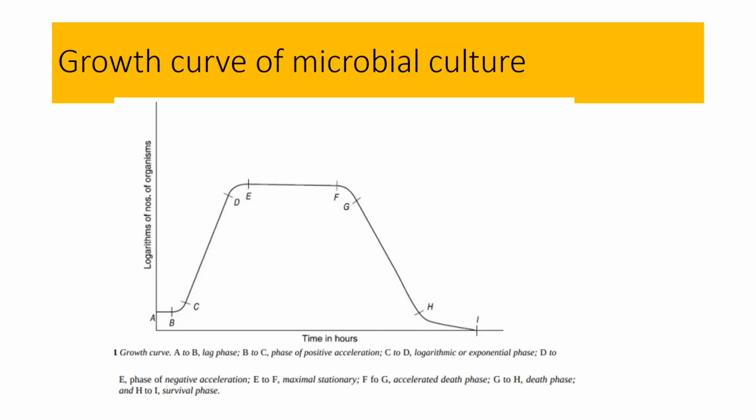And the logarithmic or exponential phase of growth from C to D, during which the rate of multiplication is most rapid and constant. The phase of negative acceleration, that is from D to E, during which the rate of multiplication is decreasing, and the maximal stationary phase, that is from E to F, where number remains constant, and the accelerated death phase from F to G, and the death phase or phase of decline from G to H, during which number decreases at a faster rate, and the last one from H to I is the survival phase, during which no cell division occurs.